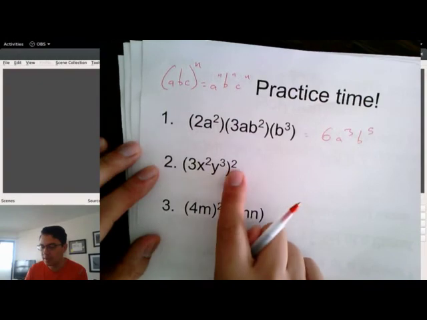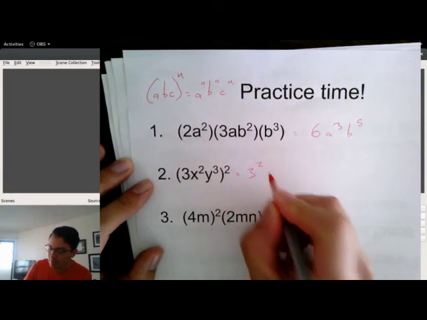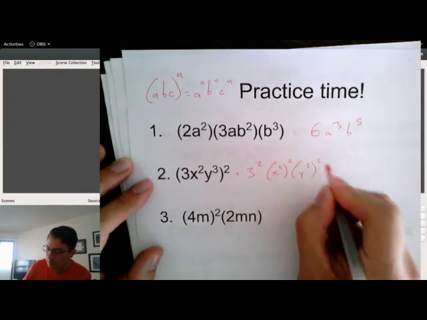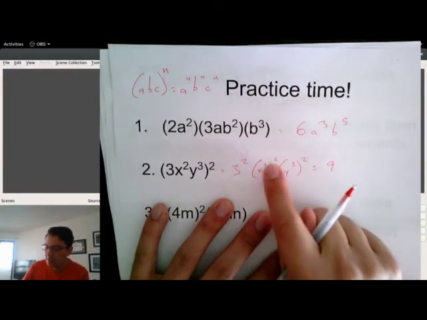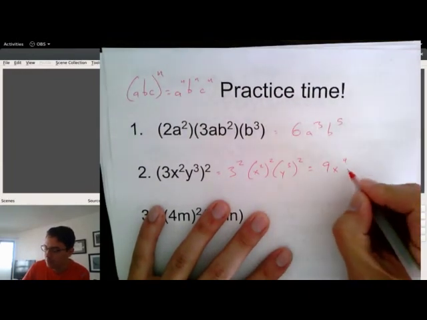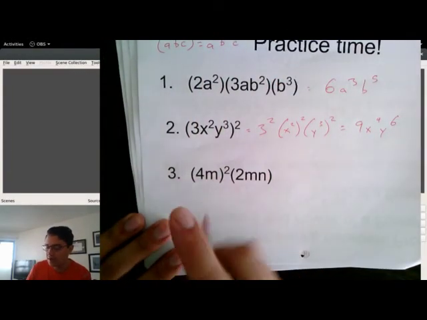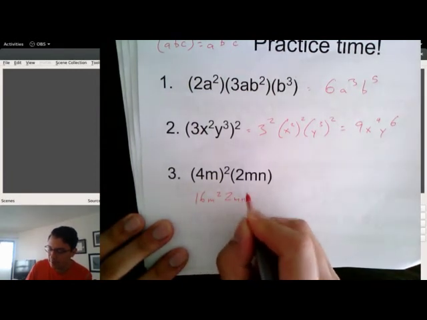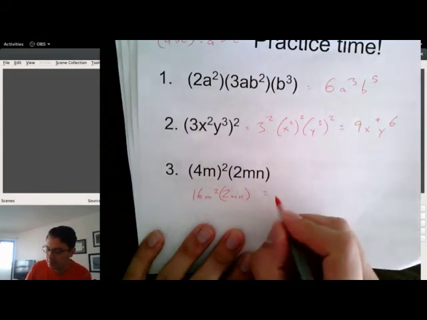By this rule, we're going to square everything on the inside. If I do a little intermediate step here, that would be 3 squared, and then x squared squared, and y cubed squared. Then we'll apply the power of a power rule. 3 squared is equal to 9. X squared squared, we multiply these together, so that gives us x to the fourth. And again, we multiply these together, so that gives us y to the sixth. Likewise here, apply this rule, send the two through. This becomes 16m squared times 2mn. 16 times 2, if I can do my math in my head, is 32.